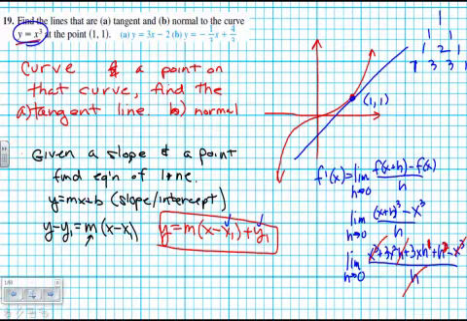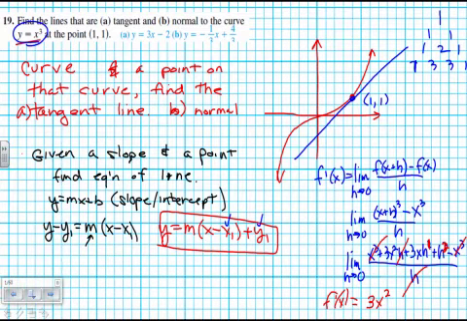What happens when all those h's go to 0? Everything that has an h in it goes to 0. The only thing that doesn't have an h is the 3x squared. So there we have it. f prime of x is 3x squared.